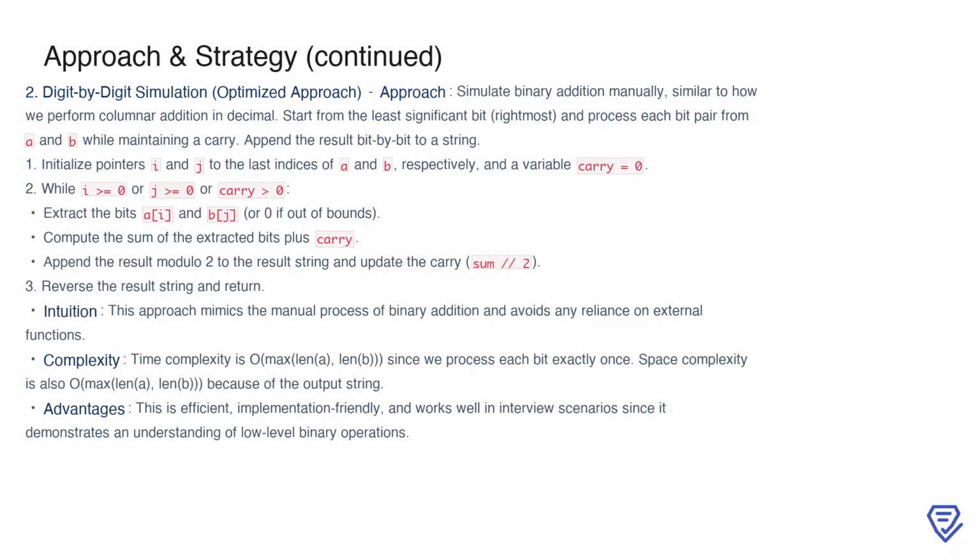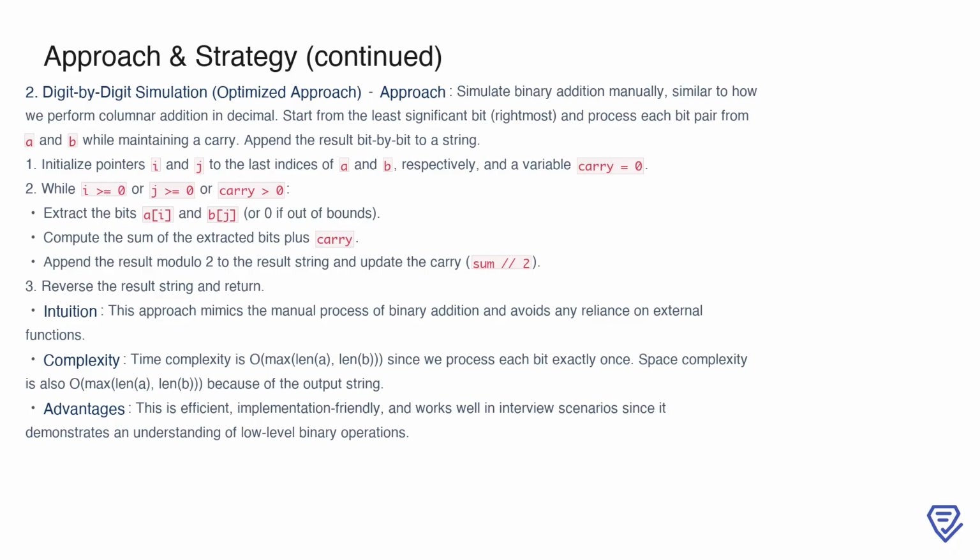We then calculate the sum of the two bits along with the carry. The resulting bit is appended to the output string, and the carry is updated for the next iteration. Once all bits and the carry have been processed, we reverse the string to produce the final result. This approach is intuitive, avoids reliance on built-in functions, and is efficient with a time complexity of O(max(len(A), len(B))). It's also space efficient, requiring only enough memory to store the output string.